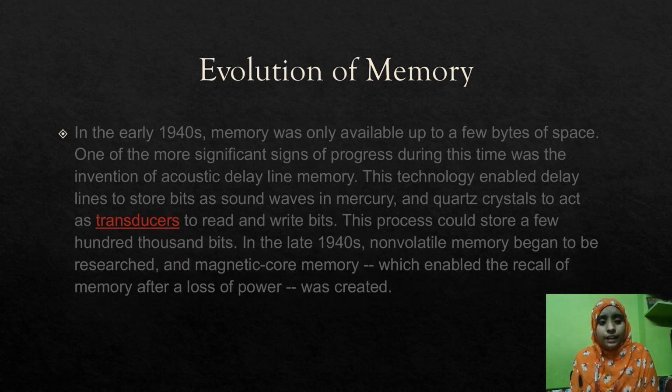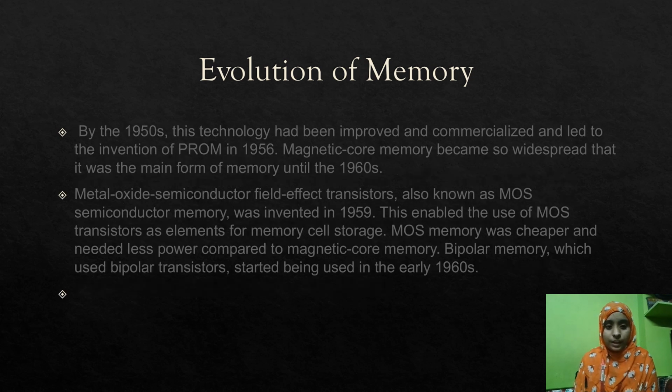Evolution of memory. In the early 1940s, memory was only available up to a few bytes of space. One of the more significant signs of progress during this time was the invention of delay line memory. This technique enabled delay lines to store bits as sound waves in mercury. This process could store a few hundred thousand bits. In the late 1940s, non-volatile memory began to be researched and magnetic core memory, which enabled the recall of memory after a loss of power, was created.